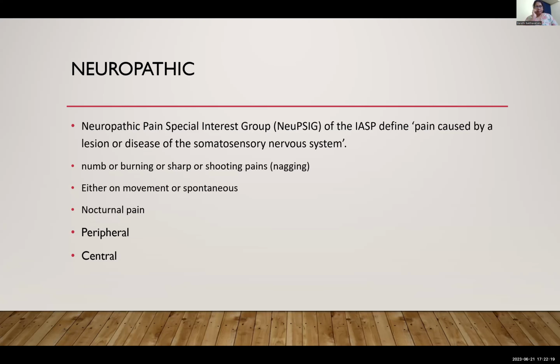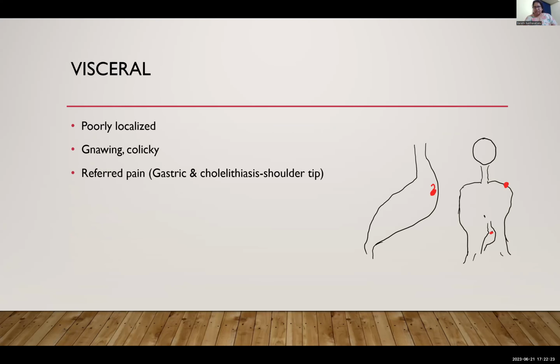Okay, visceral pain. Visceral pain is most of the time nociceptive pain, but it's a different category from somatic pain.